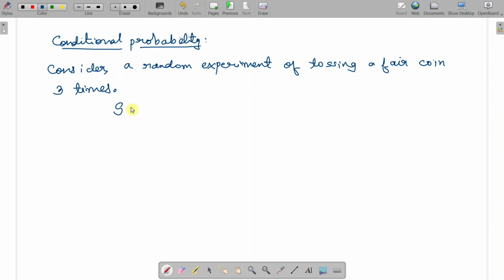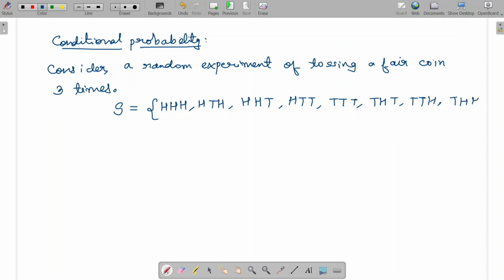Now if you look at the sample space, it will be, so you can get H in the first toss, H in the second toss, H in the third toss, or you can get H in the first toss, T in the second toss, H in the third toss. Then you can get H in the first toss, H in the second toss, and T in the third toss. So like this we will write all the possible outcomes here. So also you can get HTT, right? Then you can get TTT, then THT, then TTH, and THH. So altogether there are 8 outcomes of this sample space, right?